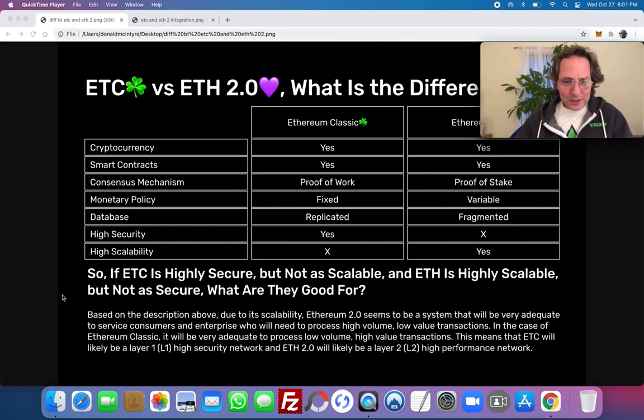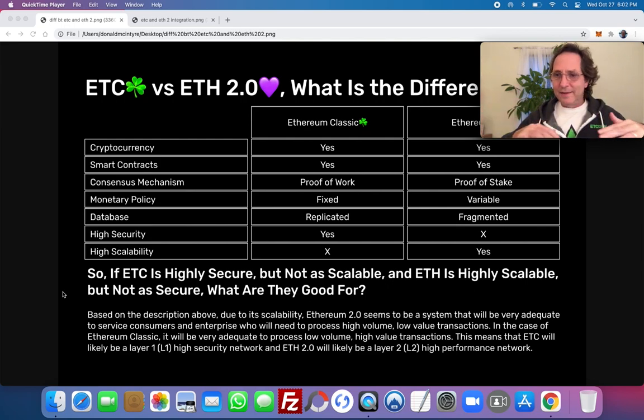Based on the description above, due to its scalability, Ethereum 2.0 seems to be a system that will be very adequate to service consumers and enterprise who will need to process high volume, low value transactions. So this is the analogy to PayPal, Visa, etc. Or even Uniswap today, they are processing hundreds of thousands of transactions per day.